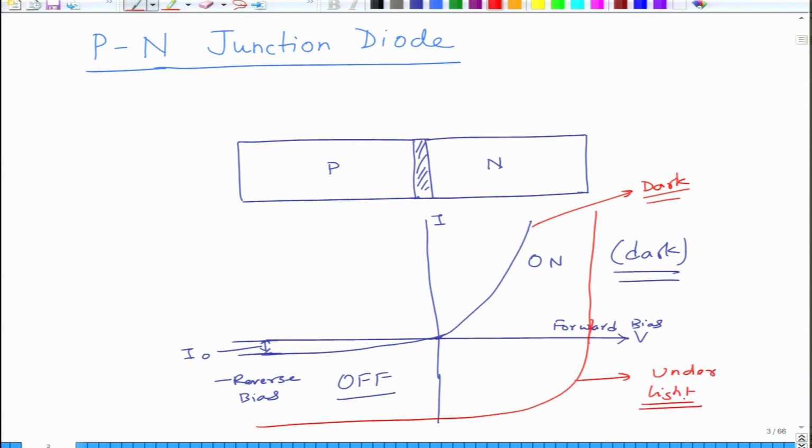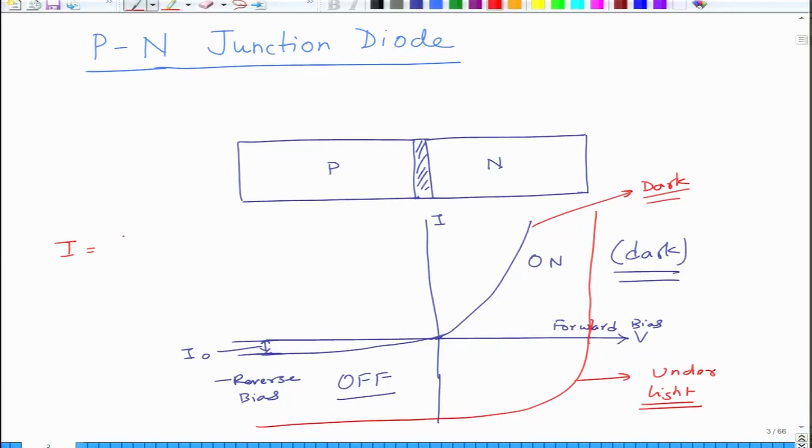So our objective is to understand how you get these two curves based on the background we have built on the basis of basic semiconductor knowledge. So this current is essentially given as I equals I naught times exponential of QV divided by NKT, minus 1.